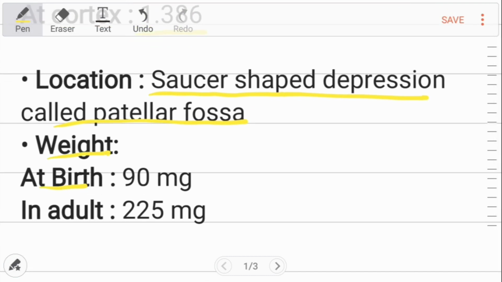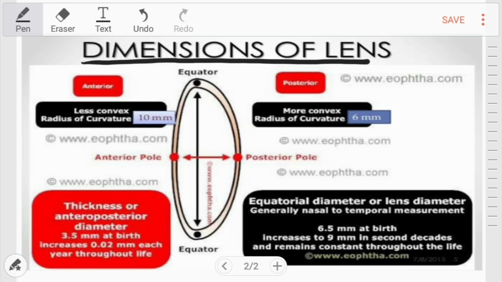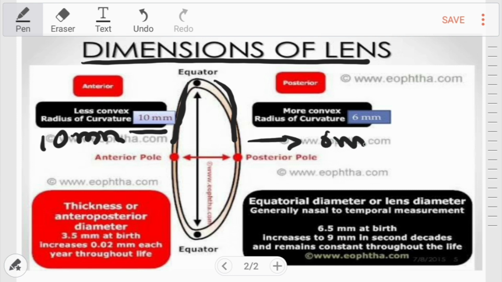Weight. At birth, the weight of the lens is 90 mg and in adults is about 225 mg. The dimensions of the lens. As you can see, the anterior surface of the lens is less convex than the posterior. The radius of curvature of the anterior surface is about 10 mm, which is written here, and the posterior is about 6 mm, which is also given here.